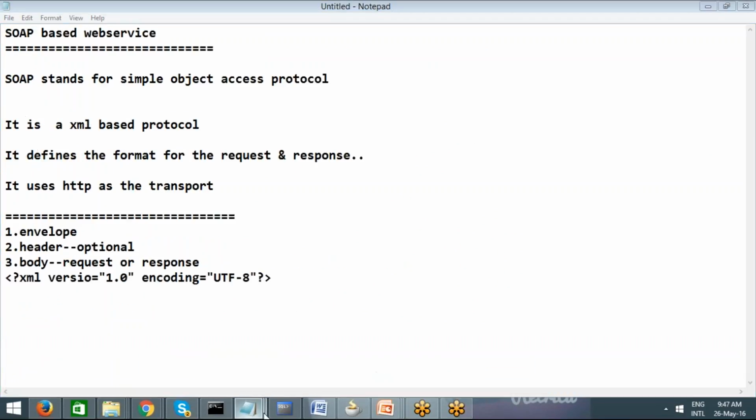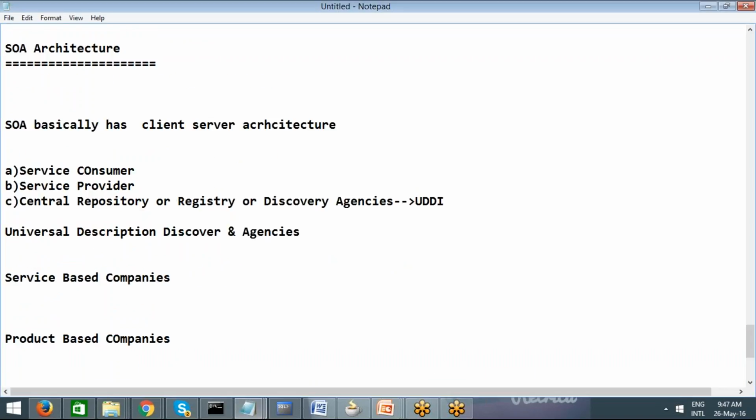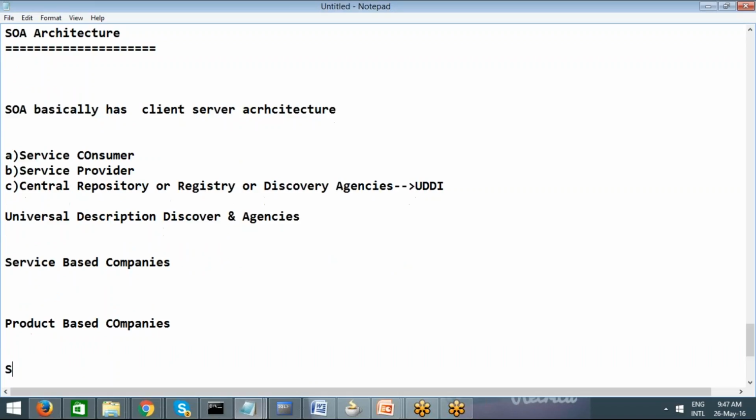Okay, so this was the notepad we have been using. So I will say SOA is an architectural style of building business applications. Okay, so we might need to develop some customized applications using SOA.